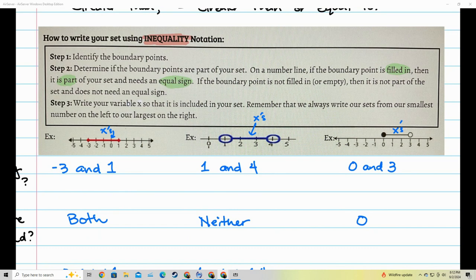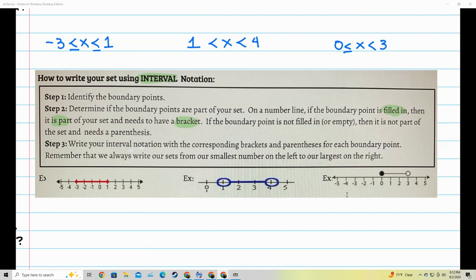All right, let's do the second part, might as well. If it is not filled in, then it is not part of your set, and you do not need an equal sign. Well, let's see what happens over here. On this one, if it is not filled in, then it is not part of your set, which means we're going to be using a parentheses.